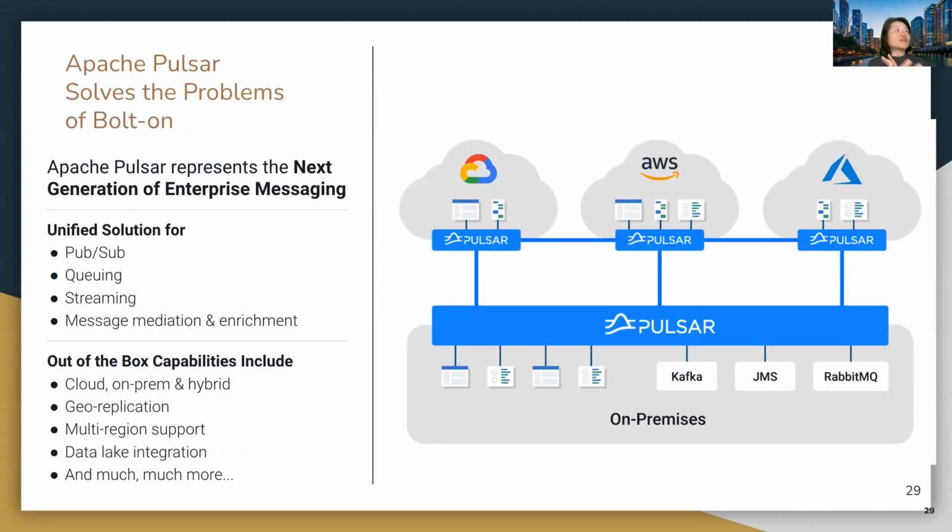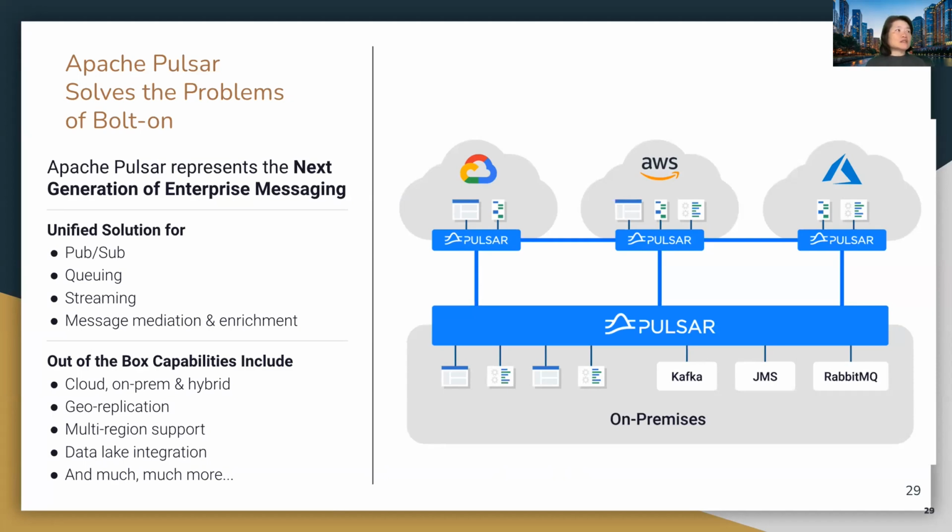Okay, so a very quick recap is that Apache Pulsar represents the next generation of enterprise messaging. If you have a system, for example, you already have Kafka running, JMS, RabbitMQ, don't worry about it if you're not ready to convert everything to Pulsar. Pulsar can be bolted on. It's that flexible a solution. It's basically a unified solution for PubSub, for streaming, for queuing, and for message mediation and enrichment.